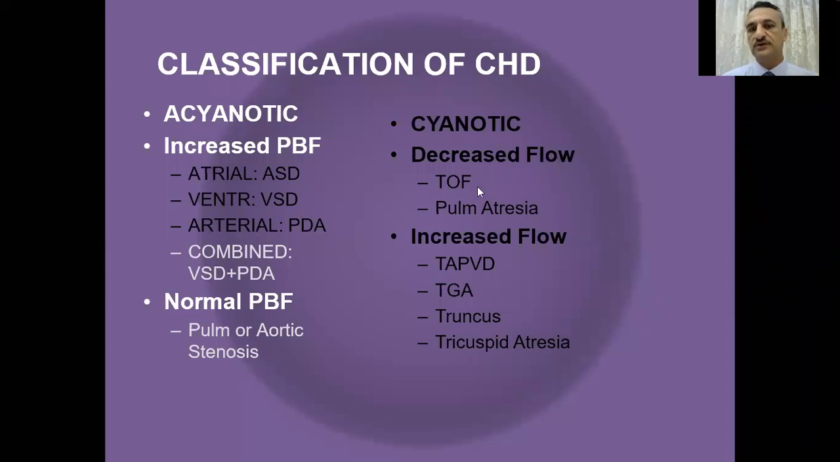If the flow to the pulmonary system is little or decreased, as in tetralogy of Fallot or pulmonary atresia. Atresia means absence, so there is no pulmonary artery. These two present with decreased flow and a cyanotic presentation. Or you may have increased pulmonary flow. I will go through it in detail, don't worry about it; these are just the topics. So total anomalous pulmonary venous return or defect, transposition of the great arteries, truncus arteriosus maybe, with increased flow, and tricuspid atresia. I will go into detail with them.